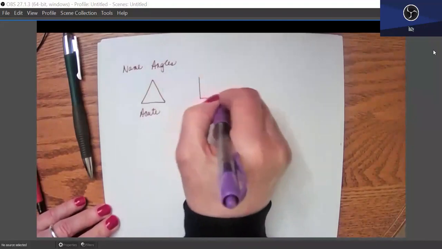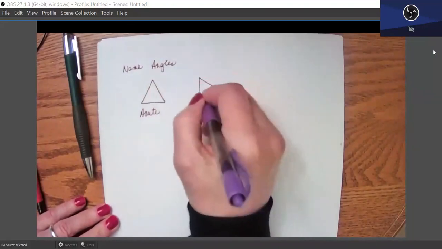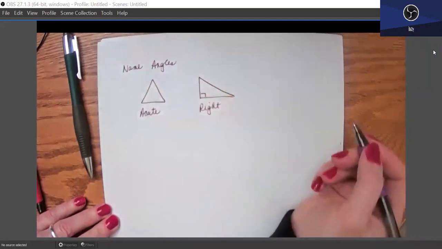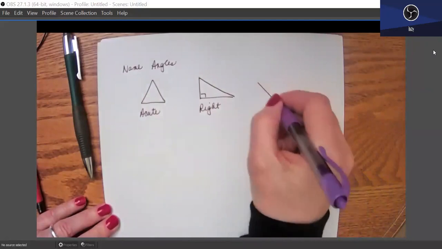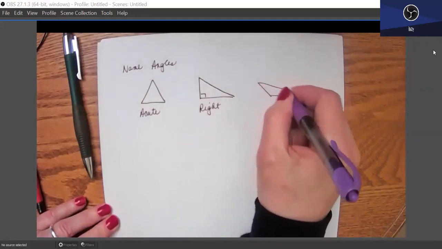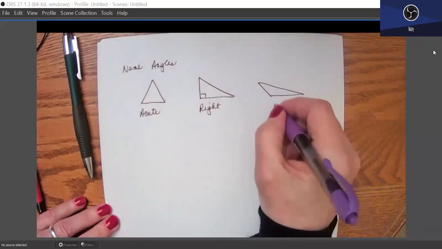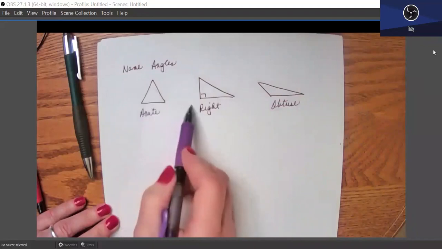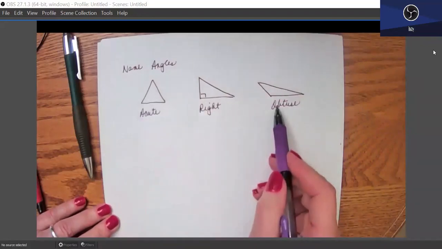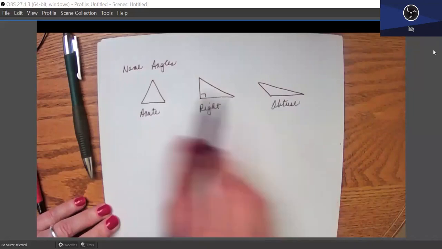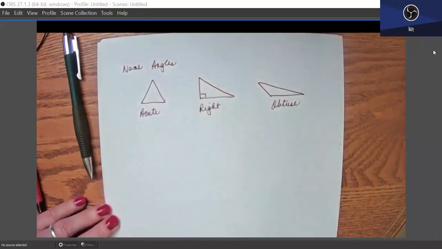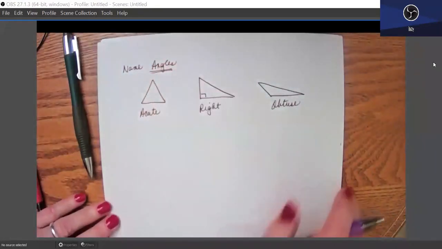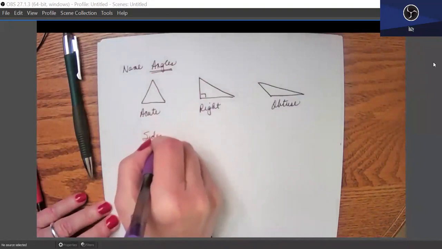If one of the angles is a 90-degree angle, and we would mark that with our box, that would be called a right triangle. And if one of the angles is greater than 90 degrees, this would be called an obtuse triangle. It's all acute angles, one right angle, one obtuse angle, obtuse meaning greater than 90-degree measure. So a triangle can be categorized by its angles. It can also be categorized by what its sides look like.